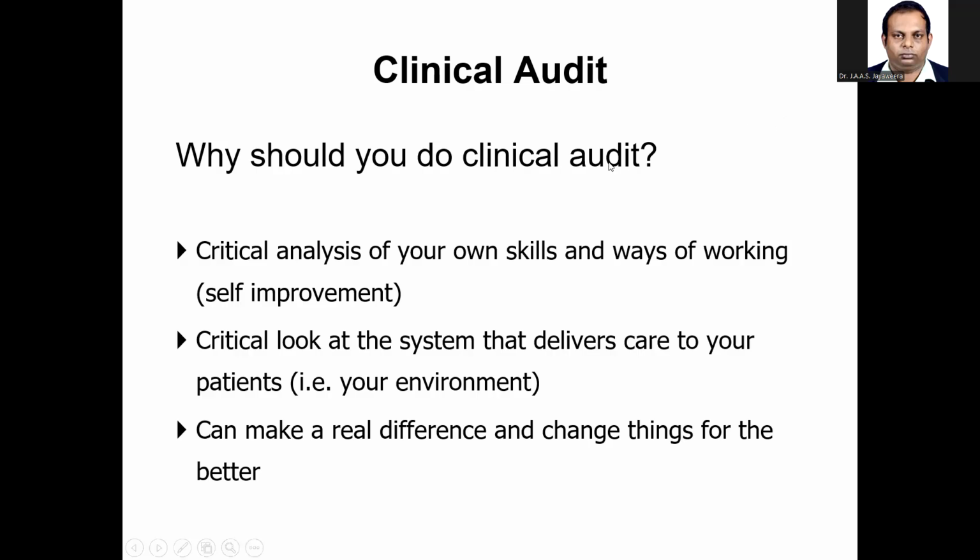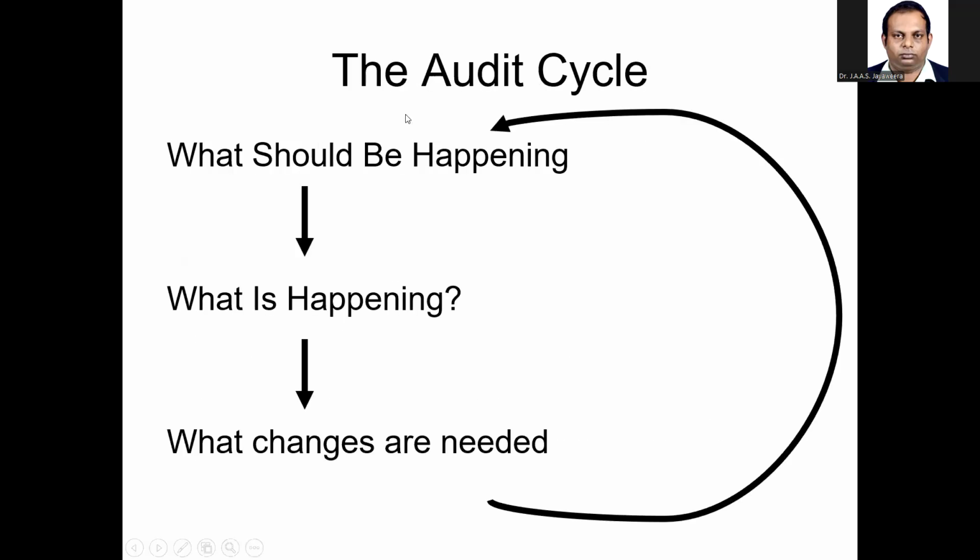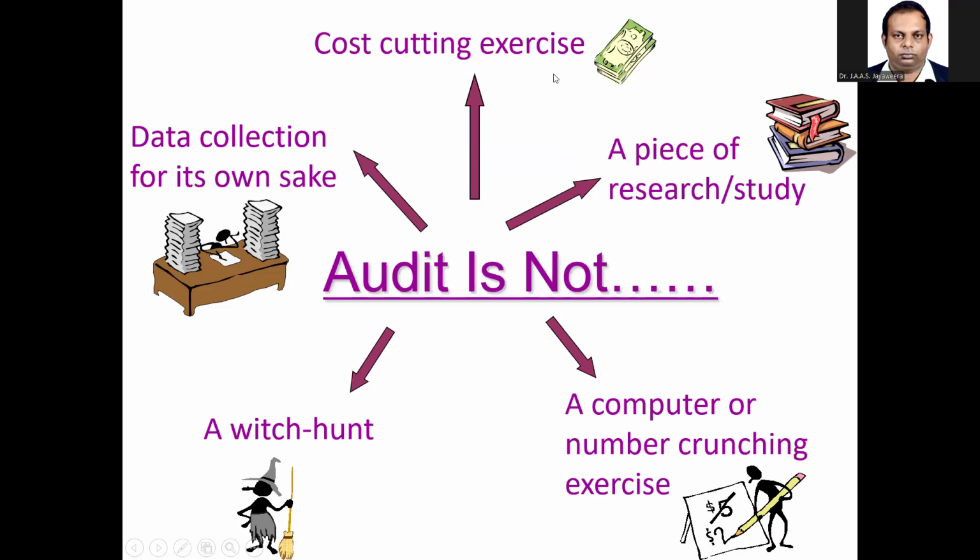Why are we doing a critical analysis of your own skills and ways of working? A critical look at the system that delivers care to your patients can make a real difference and change things for betterment. So, what should be happening? What is happening? What should be happening is the benchmark or guideline. What is happening is the current practice, what they are doing. What changes are required? Then we have to apply them and re-check. So audit is not just data collection, a cost-cutting exercise, or a piece of research study. It's not as such. Then what is it?